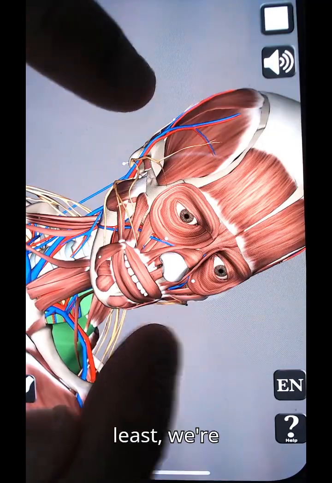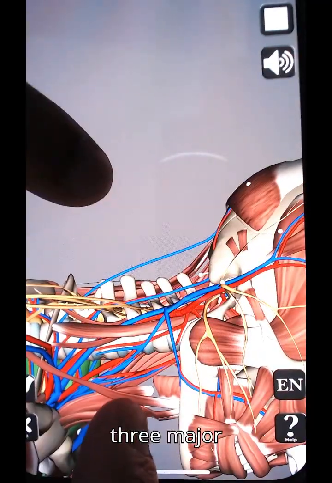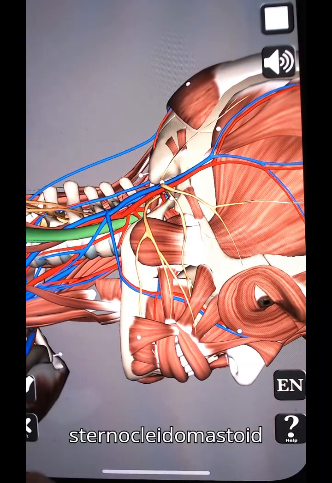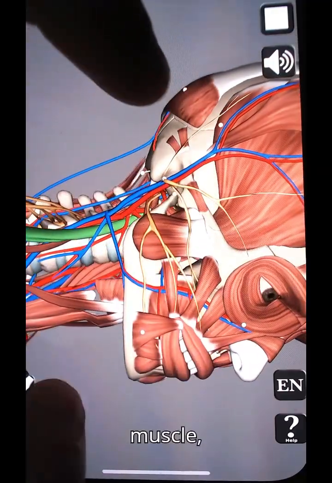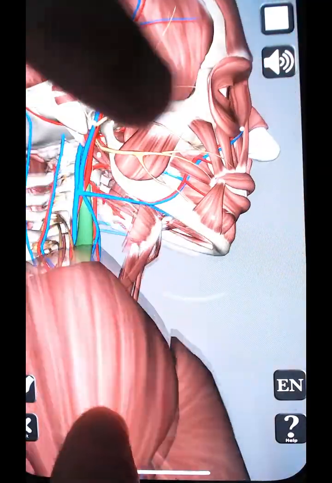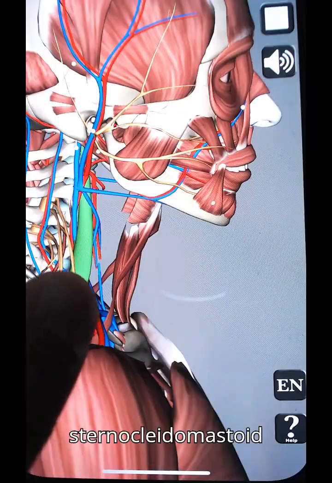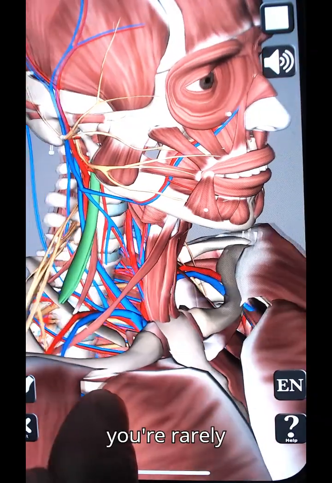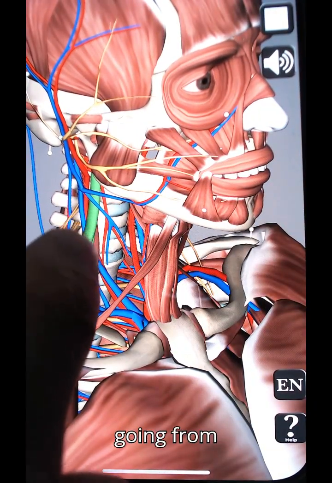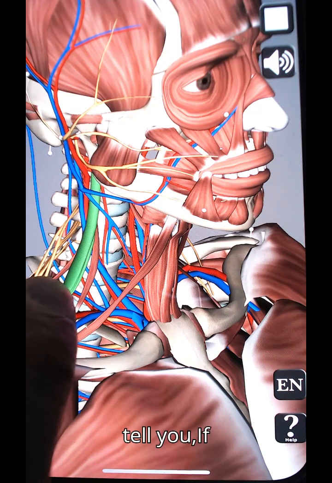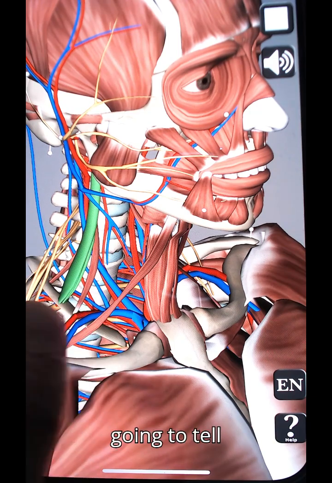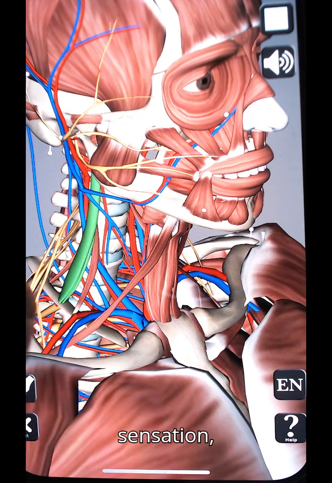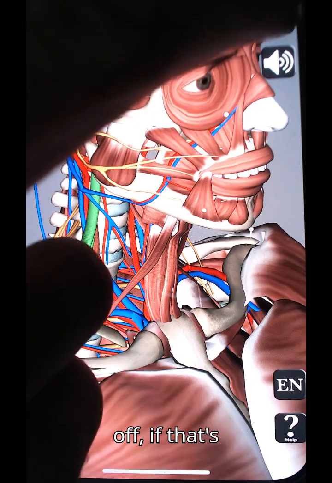And last but not least, we're going to talk about the three major muscles in the front of the neck that cause you neck pain. This is your sternocleidomastoid muscle, right here. And sternocleidomastoid has so many nerves around it and so many arteries. You're rarely massaging it, but if you are, you're going from here to there. And let me tell you, if you're off just by a little bit, your client's going to tell you. Your client's going to tell you, my arm feels numb. That means you're on an artery. Or I'm feeling a tingling sensation. That means you're on a nerve. Back off if that's happening.